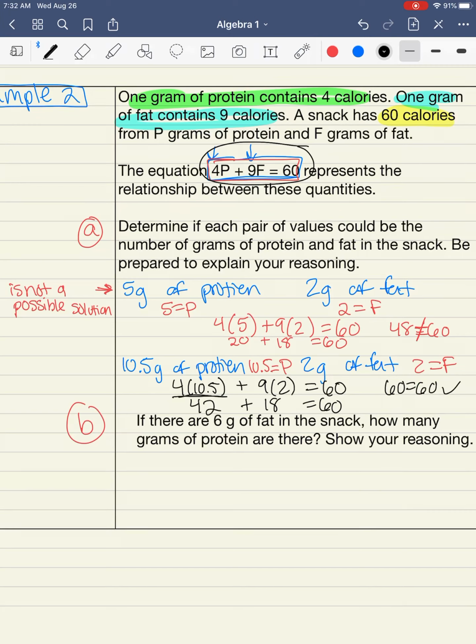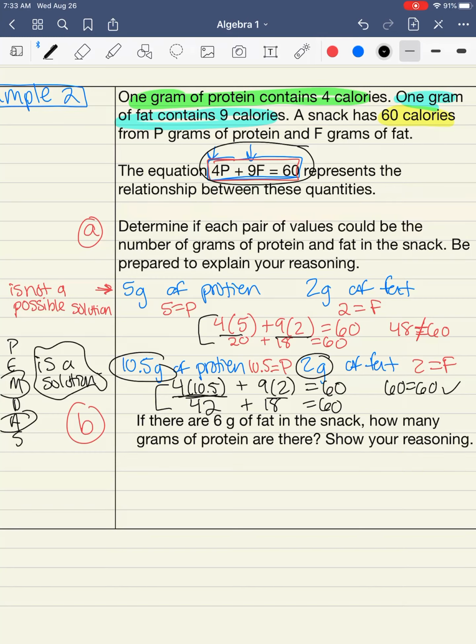Notice also when I am simplifying these expressions, I'm following PEMDAS. So I multiplied these parts and then I added. It's really important when you're cleaning up problems like this, you follow order of operations. So that means that 10.5 grams of protein and 2 grams of fat is a solution. But it's not the only solution. Especially when you have 2 unknowns in an equation, it's very possible to have multiple sets of values that do work.